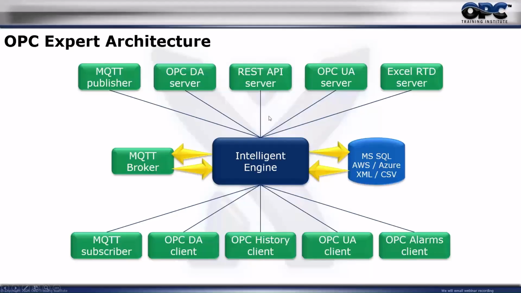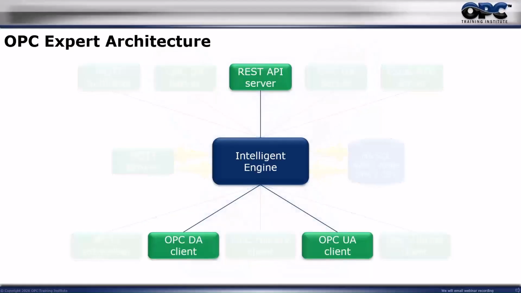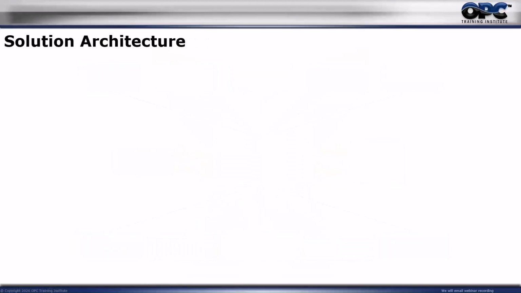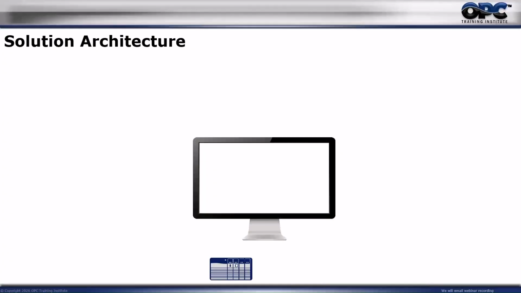And in this specific webinar, once again, what we're focusing on is these three modules right here. So these three modules are the ones we're focusing on in this specific webinar. Okay, so now that you see these three specific modules, let's go have a look at the solution architecture here. So in this case, once again, we've got a PLC, and there's the PC, and there's OPC Expert.